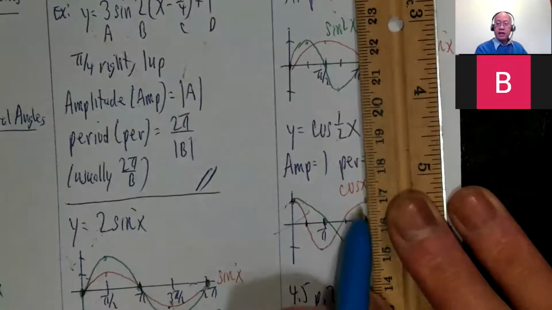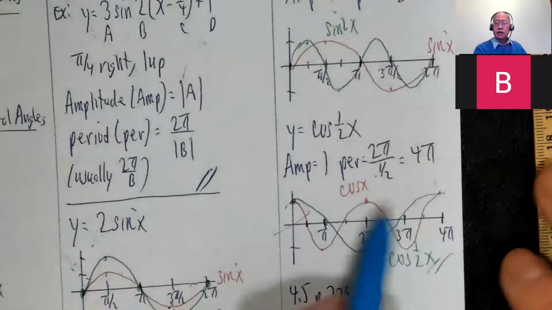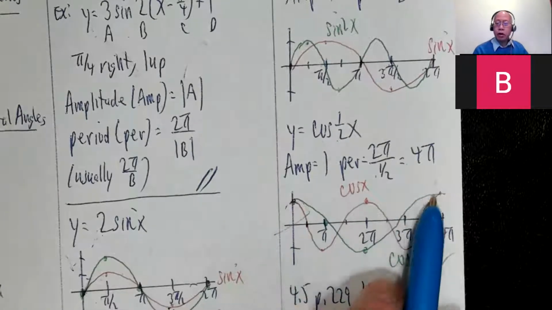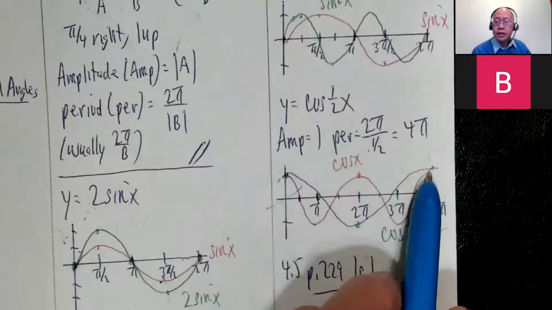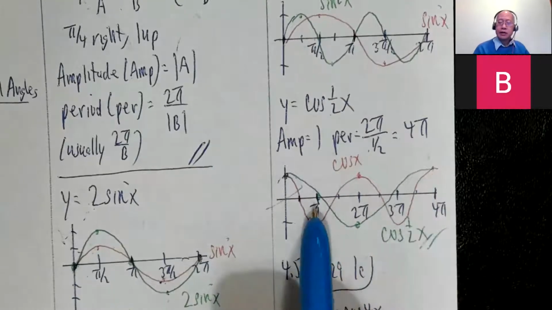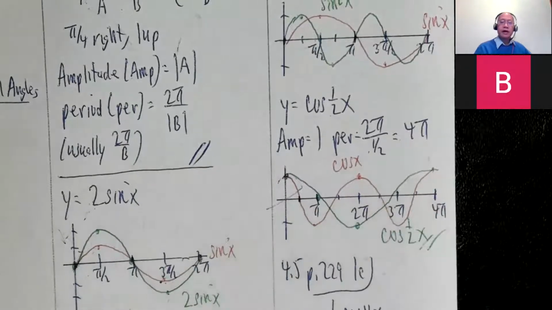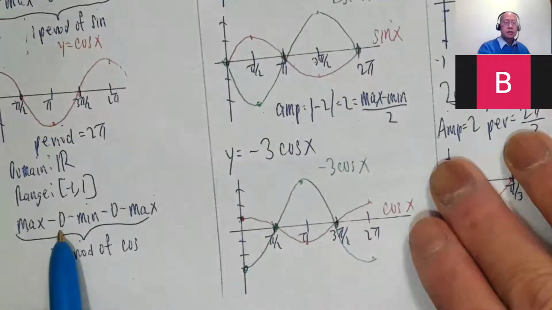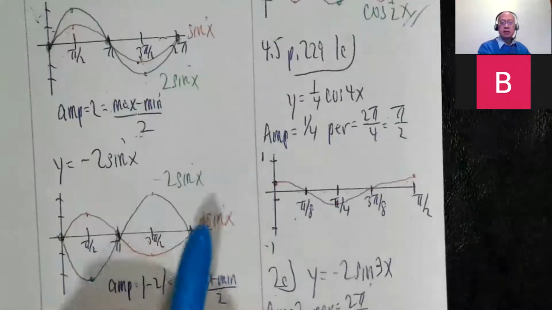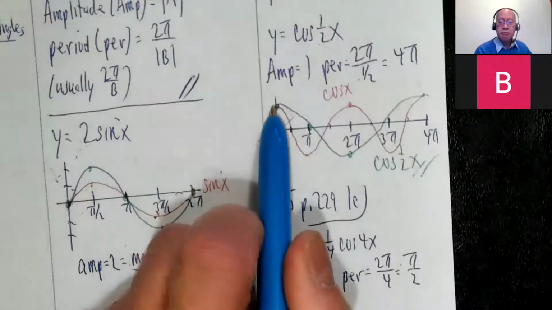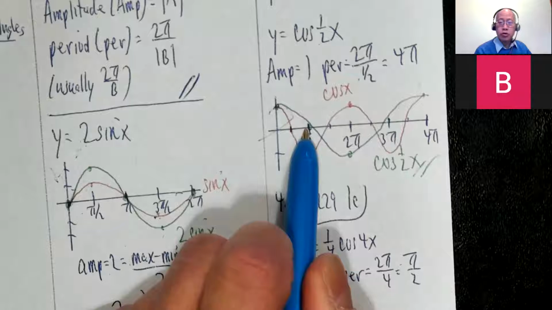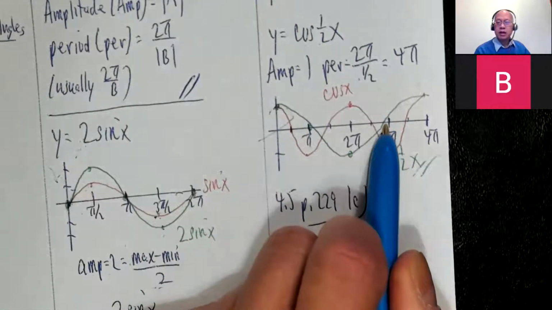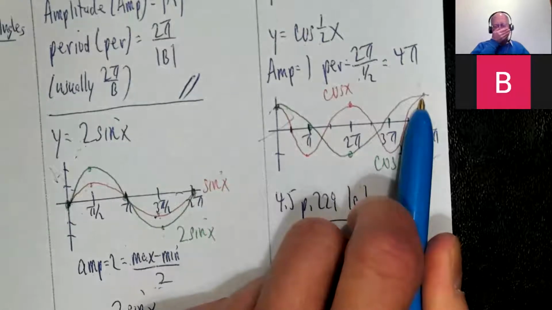Imagine taking this red graph and stringing it out this way. So it has to go all the way out to 4 pi until I finish a period. So I go all the way out to 4 pi, and chopping that into 4 pieces is not that hard. You know, pi, 2 pi, 3 pi, 4 pi. And then I do the pattern for cosine: max, 0, min, 0, max. So where was I? Okay, maximum, 1, 0, quarter of the way, minimum, halfway, 0, 3/4 of the way, maximum.